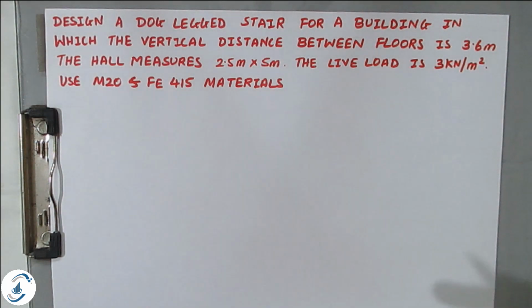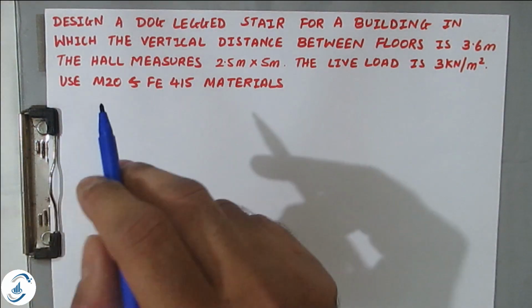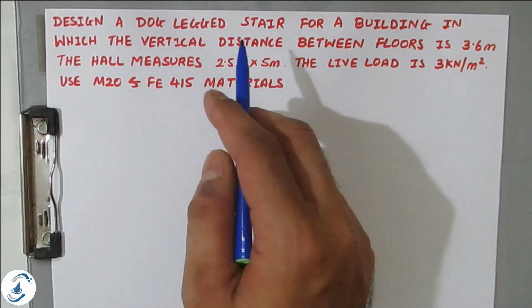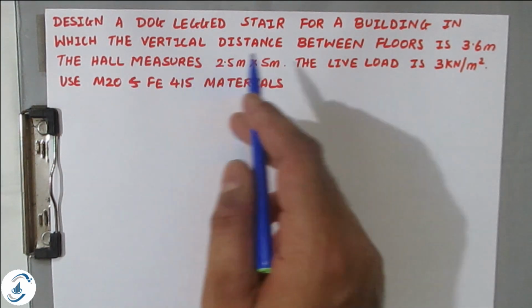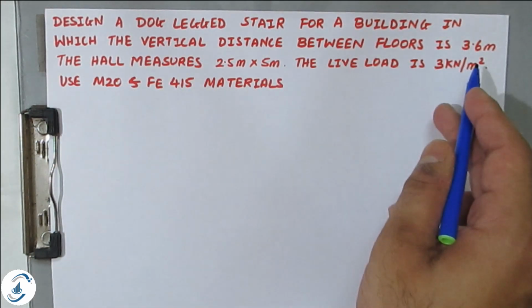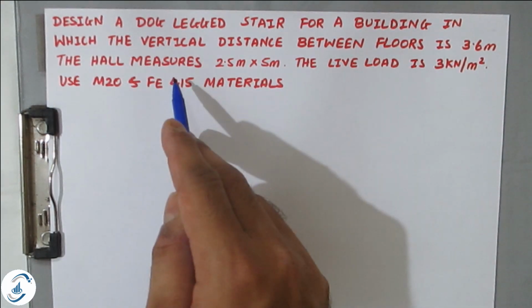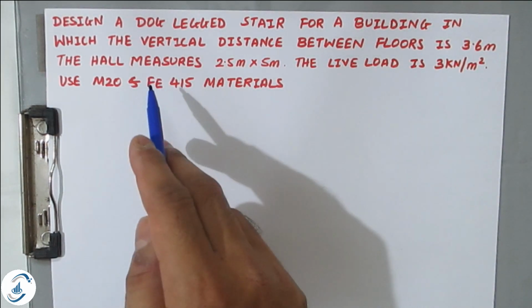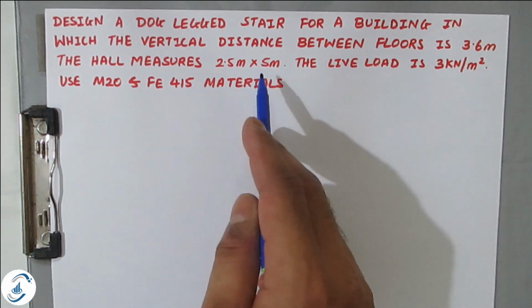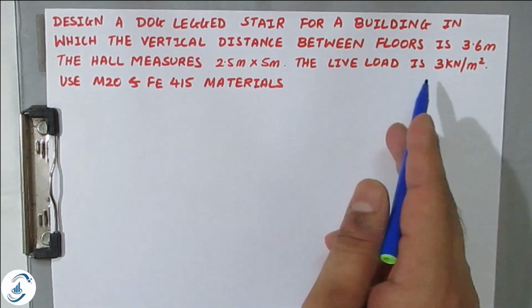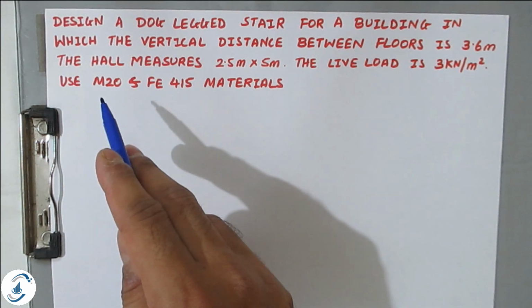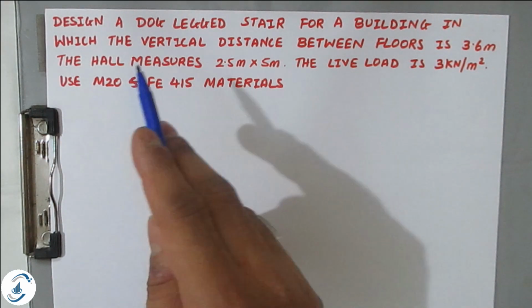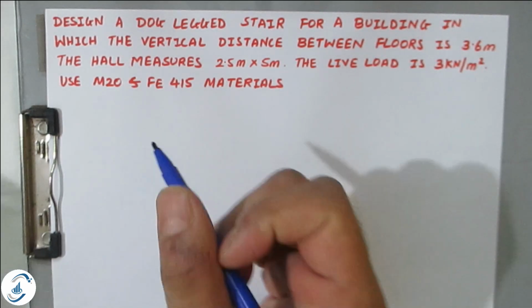So this particular problem will be a design of a dog-legged staircase. The data given is that we have to design a dog-legged stair for a building in which the vertical distance between the floors is 3.6 meters and the hall measures, hall is nothing but the staircase hall, it is 2.5 meters into 5 meters. The live load is given as 3 kilonewton per meter square and the materials we are using are M20 grade of concrete and Fe415. So let's begin with this video.